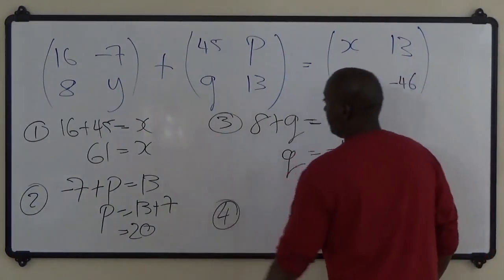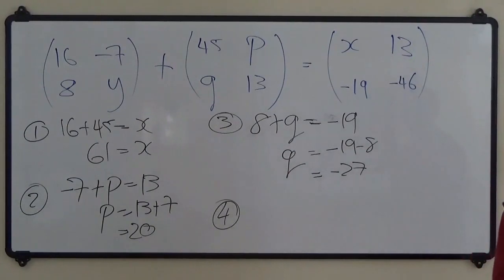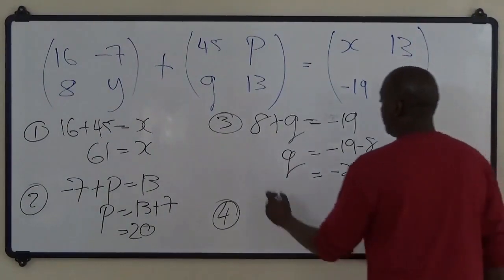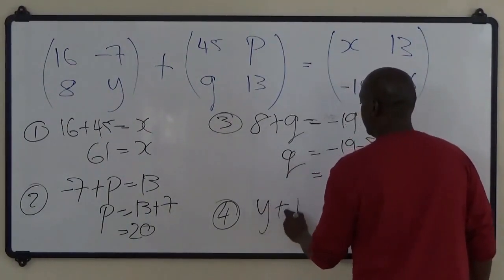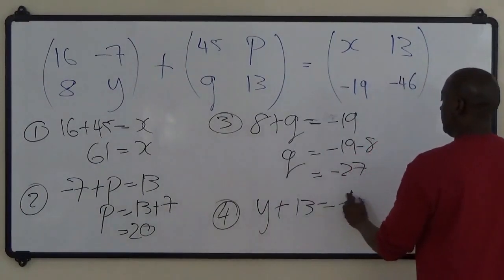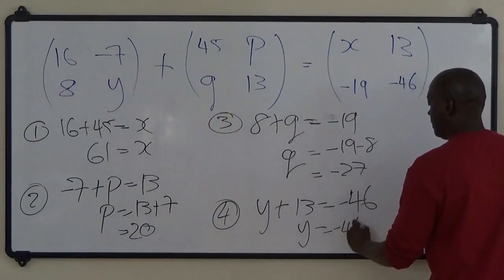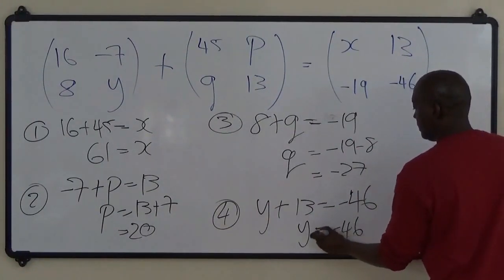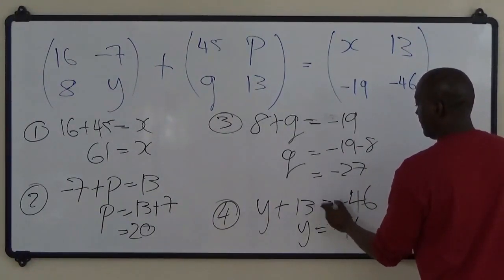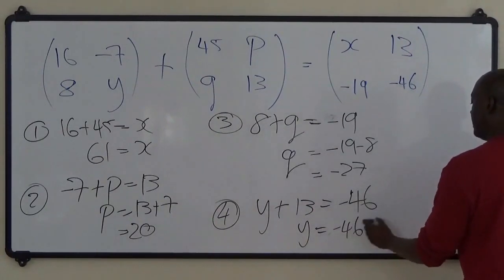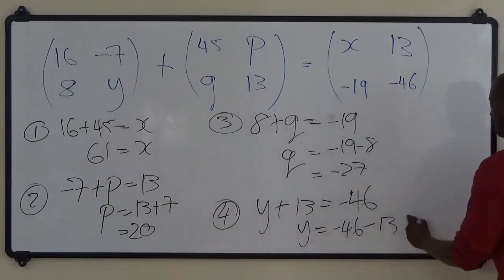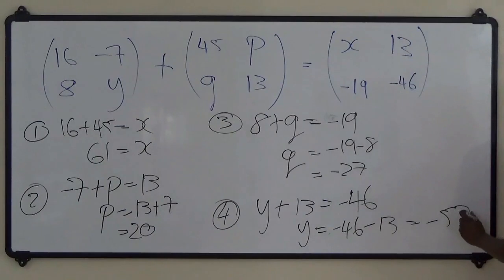And then number 4, we have y plus 13 is equal to minus 46. So y is equal to minus 46 minus 13, which is equal to minus 59. I don't know why I was thinking 57. Y is equal to minus 59.